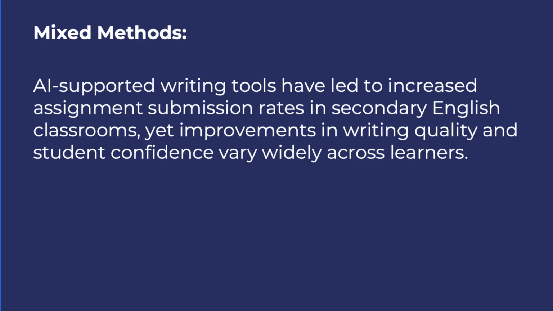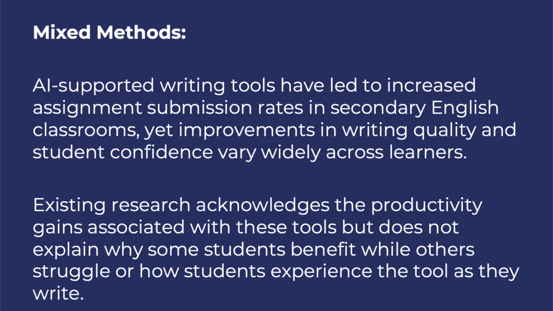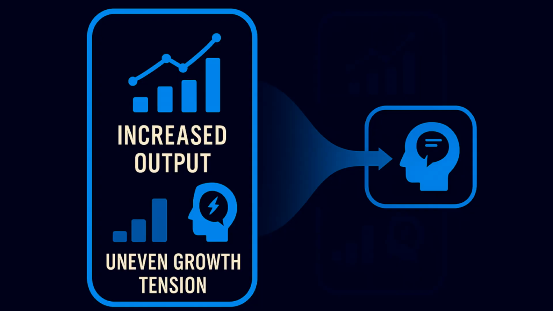Here is a model mixed methods paragraph. AI-supported writing tools have led to increased assignment submission rates in secondary English classrooms, yet improvements in writing quality and student confidence vary widely across learners. Existing research acknowledges the productivity gains associated with these tools, but does not explain why some students benefit while others struggle, or how students experience the tool as they write. The research problem thus contains two layers: a measurable pattern of increased output and a conceptual tension surrounding uneven growth in writing skill and self-efficacy.